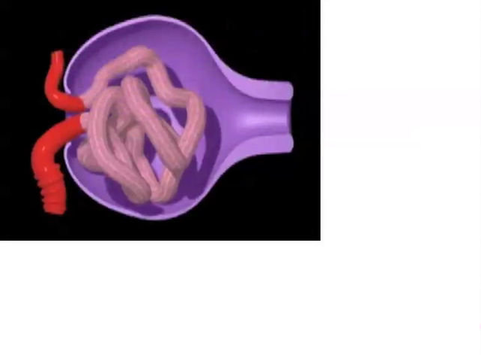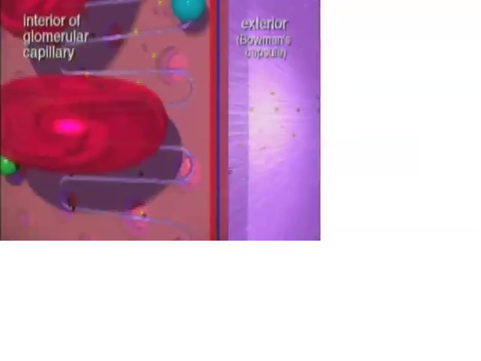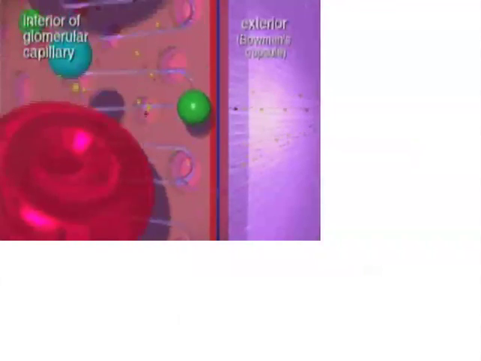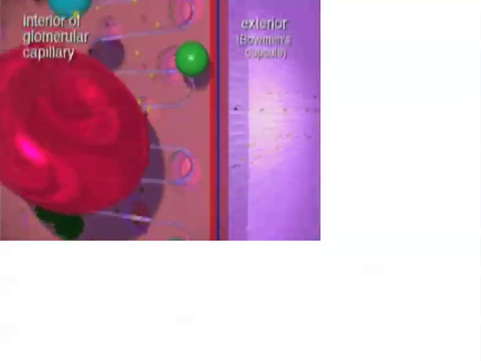Let's begin with filtration. Blood pressure within the capillaries of the glomerulus is unusually high because the efferent arteriole is narrower than the afferent arteriole. This bottleneck effect helps to push water and solutes across the capillary walls and into Bowman's capsule. In doing so, water and solutes cross a filtration membrane consisting of the fenestrated endothelial cells, the lamina densa, and the slit pores created by the podocytes that cover the glomerulus. Blood cells and large proteins are too large to pass through the filtration membrane.